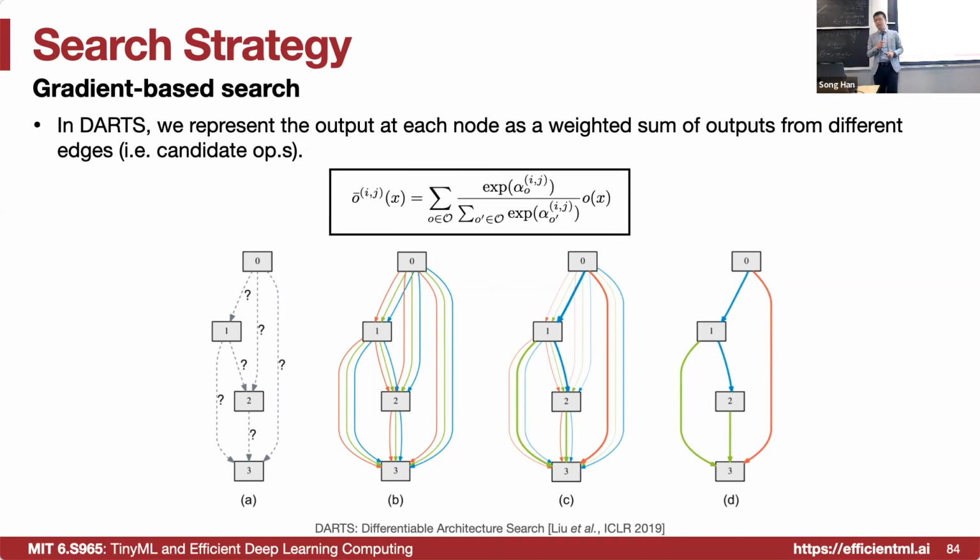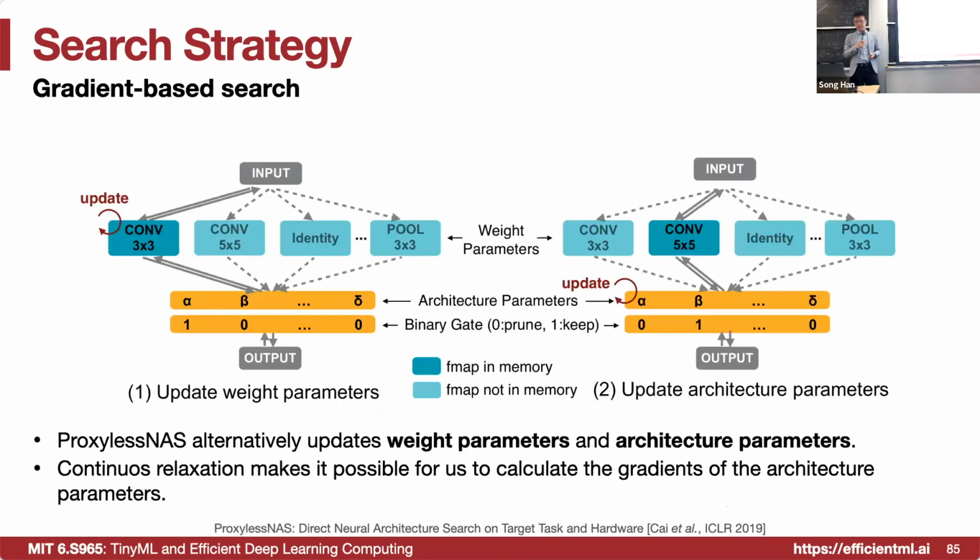So the good part is that we can finally make everything differentiable. We have the probability of different paths, so we just choose the highest one in the end. But the problem is that we have to store n times the activations in memory. So that's the potential issue.